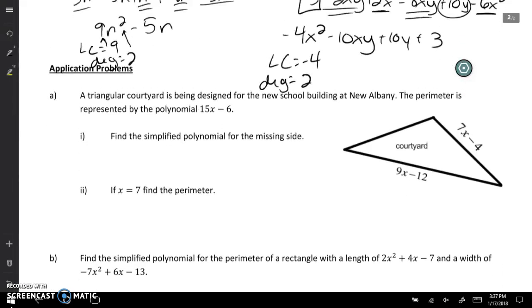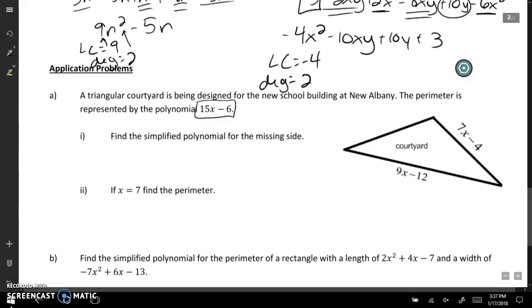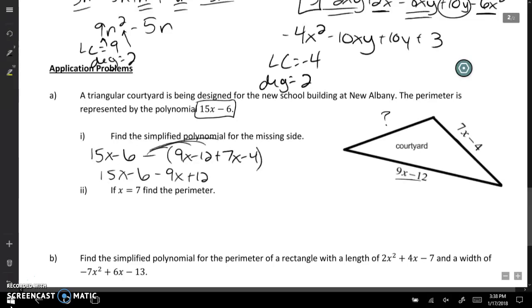So a triangular courtyard is designed by a new school building. The perimeter is 15x plus 6. That's the whole perimeter. Okay, but we got to find this missing side. So we need to take this whole perimeter, the whole thing, and take away our two sides. So we're going to go 15x minus 6 minus that 9x minus 12 plus 7x. Okay, so we're going to distribute that negative sign. We get 15x minus 6 minus 9x plus 12 minus 7x plus 4.